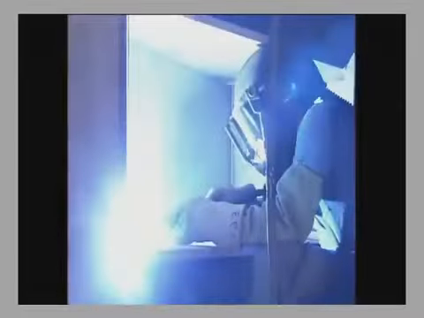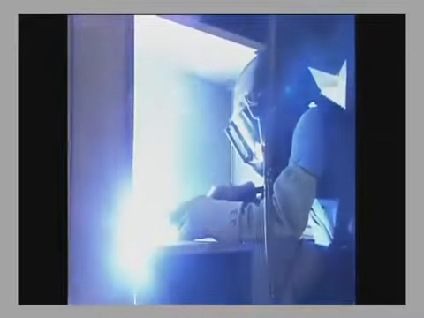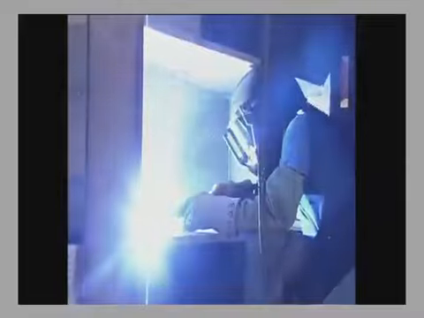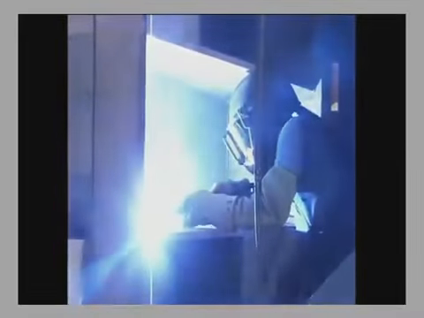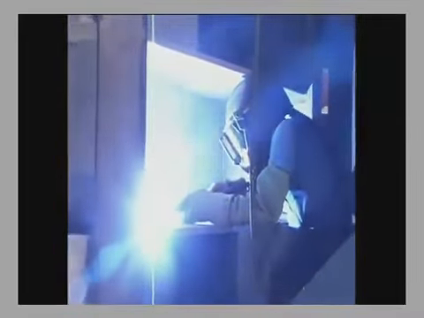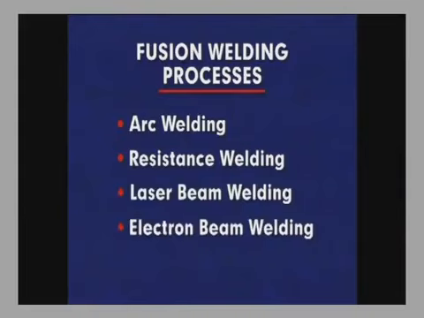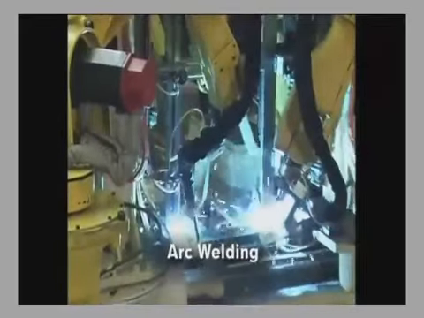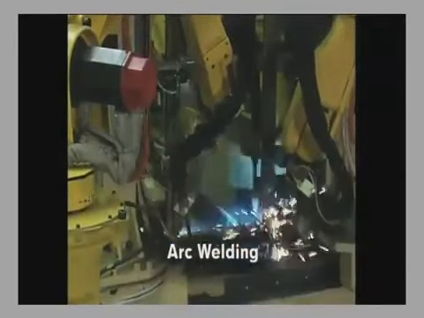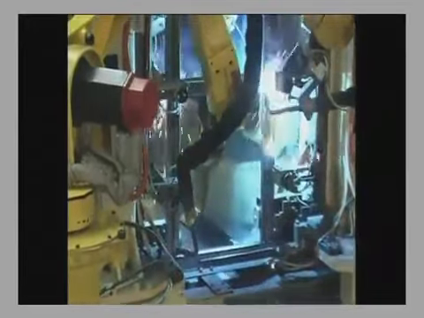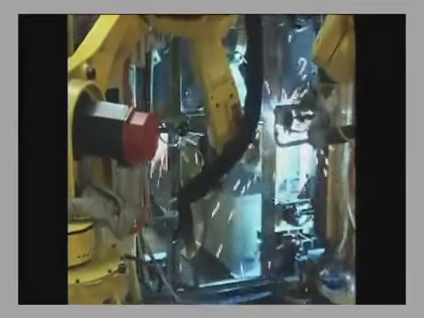In fusion welding, metal coalescence is created by melting a base metal and filler metal together, or by melting the base metal alone. The principal fusion welding processes are arc welding, resistance welding, laser beam welding, and electron beam welding. Arc welding processes use an electric arc as the heat source to melt and join the base metals. The arc is struck between the workpieces and the tip of an electrode.